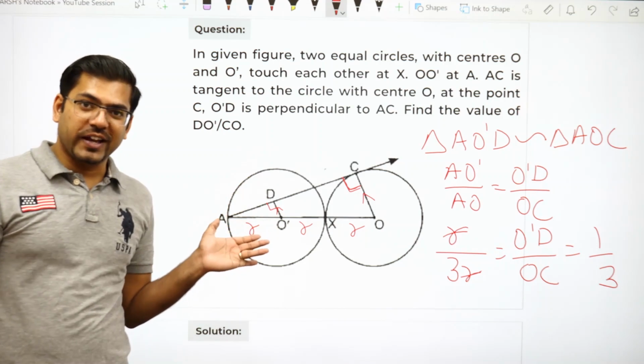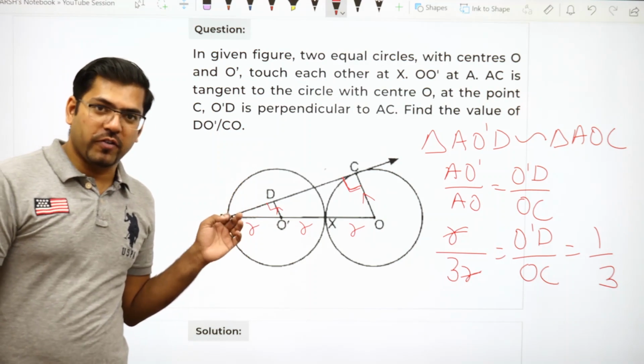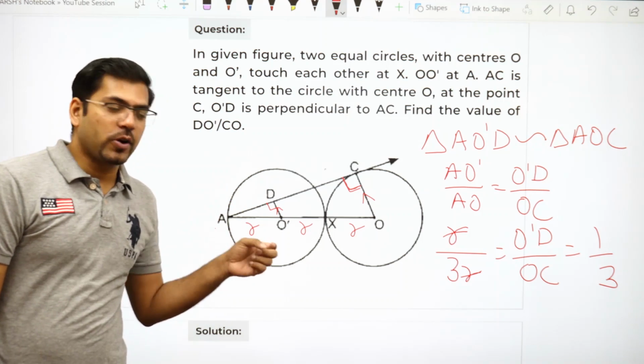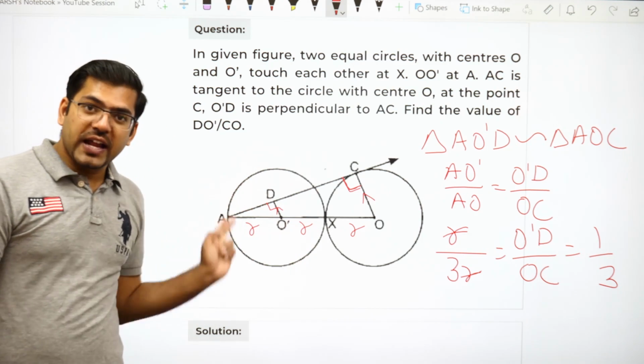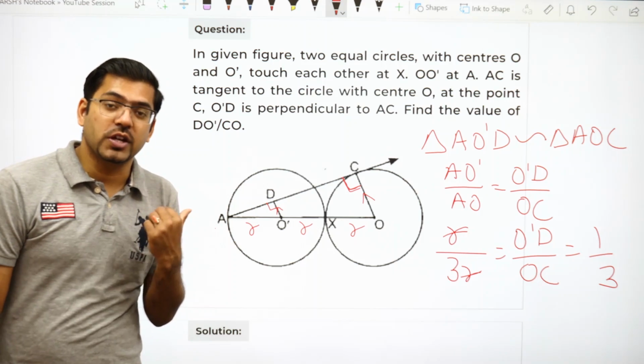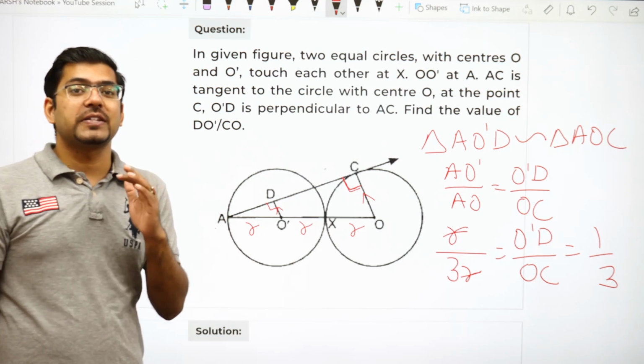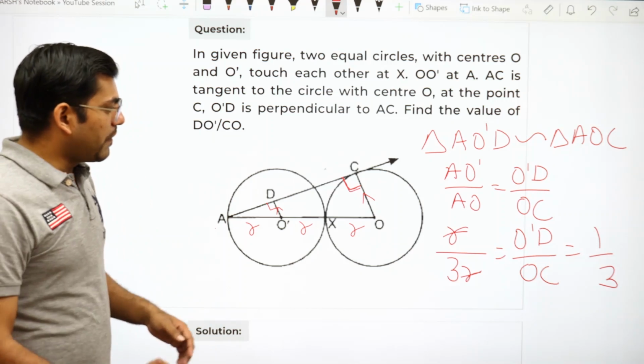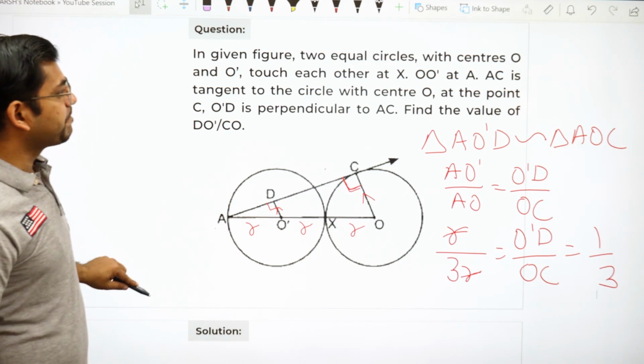An easy question again, but yes, let me tell you an important one. Why I am telling this is important is because in this question, the concepts of circles and triangles are both applied in the same question. So it's a multiple concept question, so that is why it is important. Now, if you have understood this, moving on to our next question.